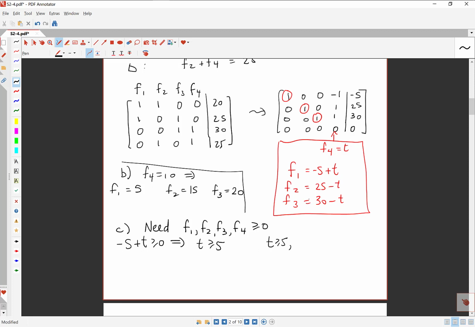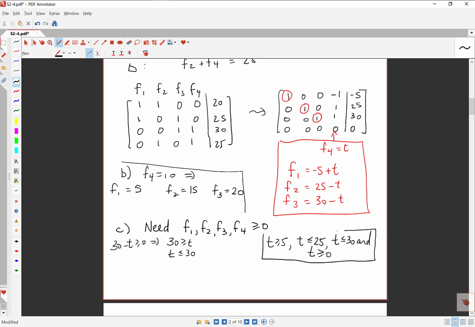So I think I'll just keep a list over on the right side here of all these values as we figure them out. For F2, 25 minus T has to be greater than or equal to 0. So if you add T to both sides, that says 25 is at least T, or if you say that the other way around, T is at most 25. It's just a different way of saying that. In a similar way, for F3, if you say 30 minus T is at least 0, that implies 30 is at least T, or T is at most 30. So I'm going to add that to the list. And we also have the restriction that F4 is non-negative, so T itself also has to be at least 0.